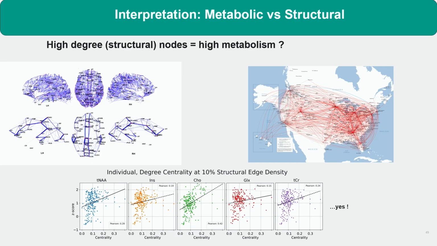MRI. However, if you delineate the nodes that are highly connected in the structural sense, of course, they tend to have higher MRSI concentrations, which means that something interesting is going on. They are highly connected in the structural sense because they have high MRSI concentrations.